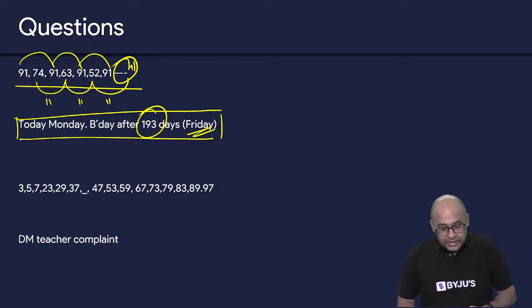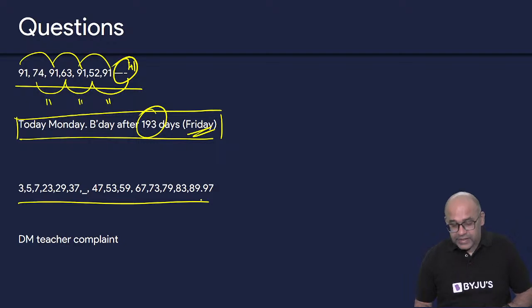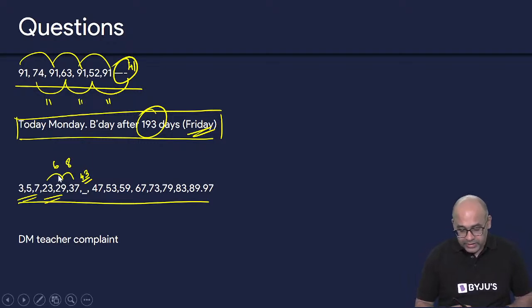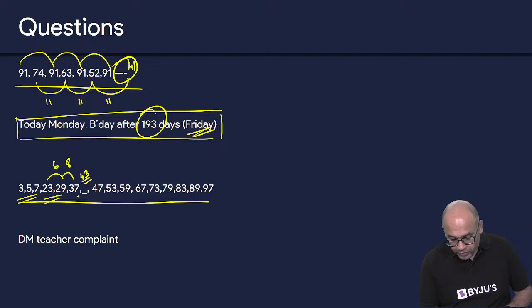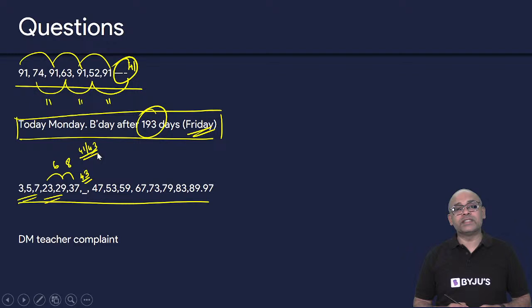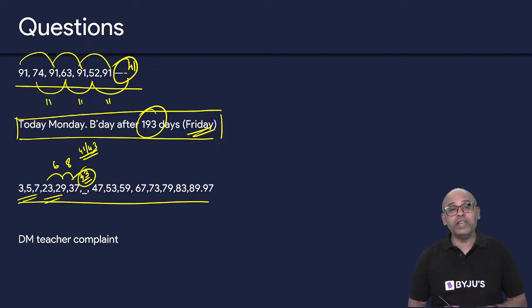Simple. Then we have this series over here, a series of prime numbers. I think the answer was 43 for this, if I remember it correctly. Basically the logic here is all of these are prime numbers, and you're looking at a difference of 6, difference of 8, the next prime number will be 41 and 43. So 41 I don't think was there in the options. 43 was the only number which was there in the options. So you ended up with 43.